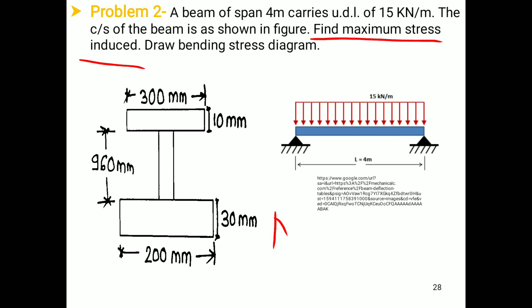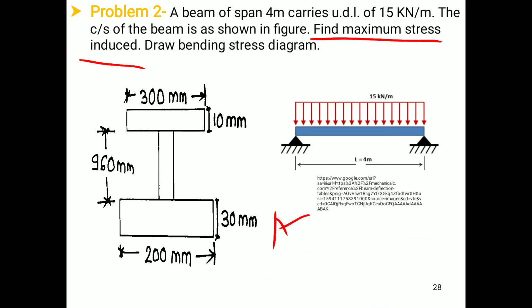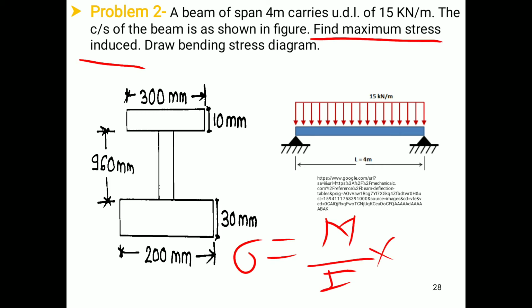We have flexural formula M upon I which is equal to sigma by y which is equal to E upon R. This particular formula we are going to use to find out the value of sigma. This value we have to find out. Now, how to find out this value? From this equation, if I rearrange it, I have sigma is equal to M upon I into y. If I rearrange the above equation of flexural formula, I have sigma is equal to M upon I into y.